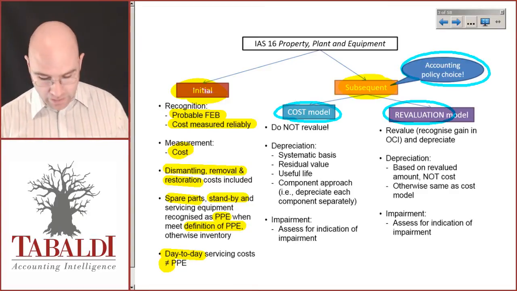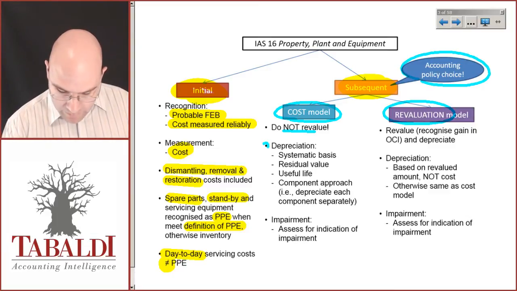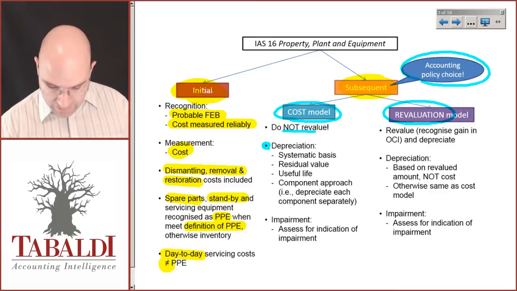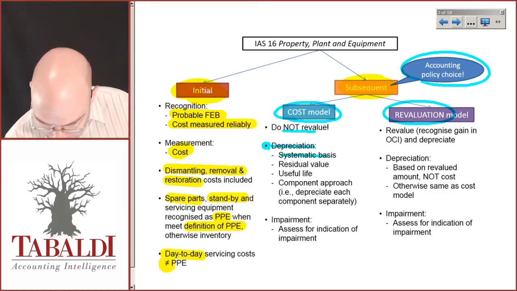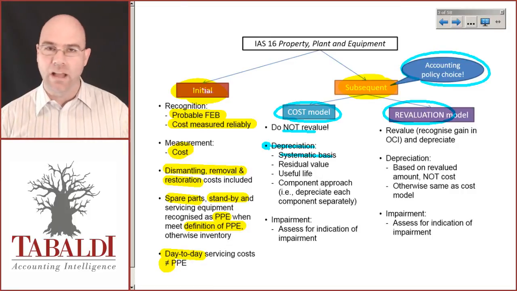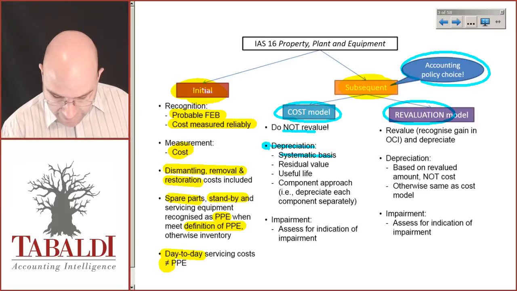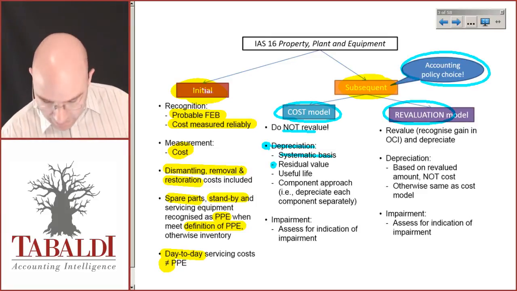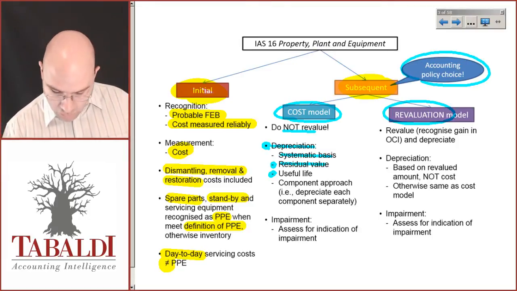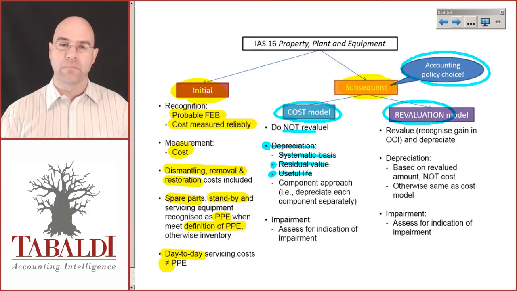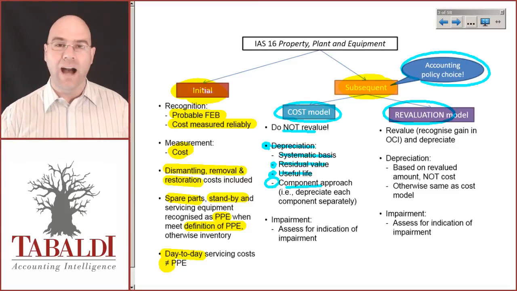Let's look first at cost. Cost, well, obviously, you will never revalue, right? Remember that you will recognize initially a cost, and then you will depreciate the property, plant, and equipment on a systematic basis, i.e. straight line method, reducing balance, units of production, etc. You will take into account in that depreciable amount any residual value, and you must estimate the useful life of the asset. Last up, depreciation must be done using the component approach, i.e.